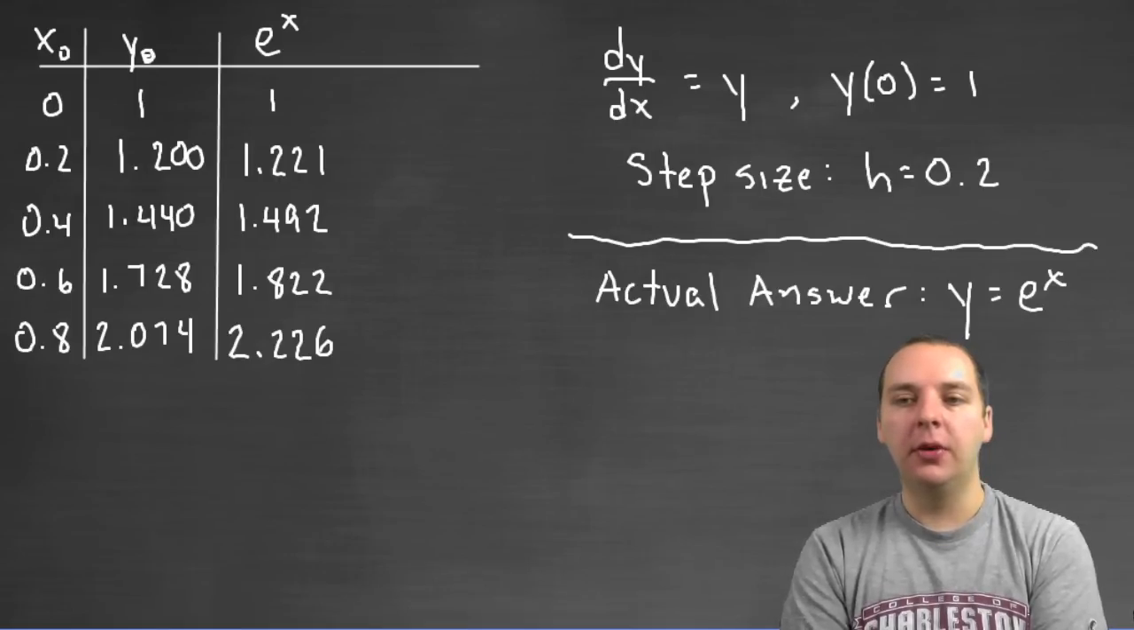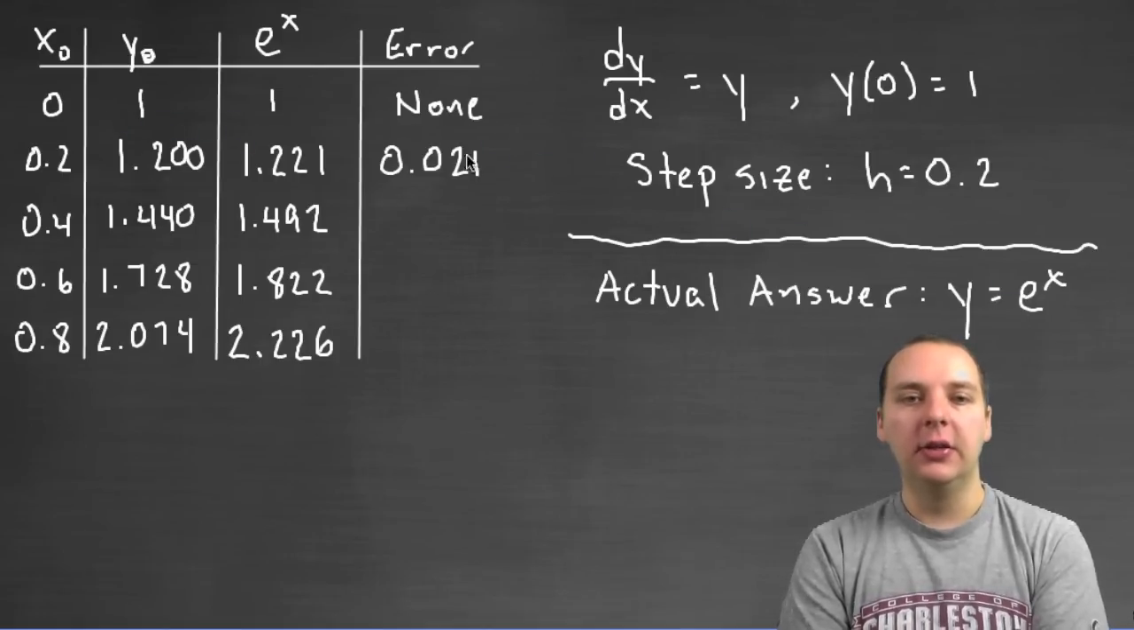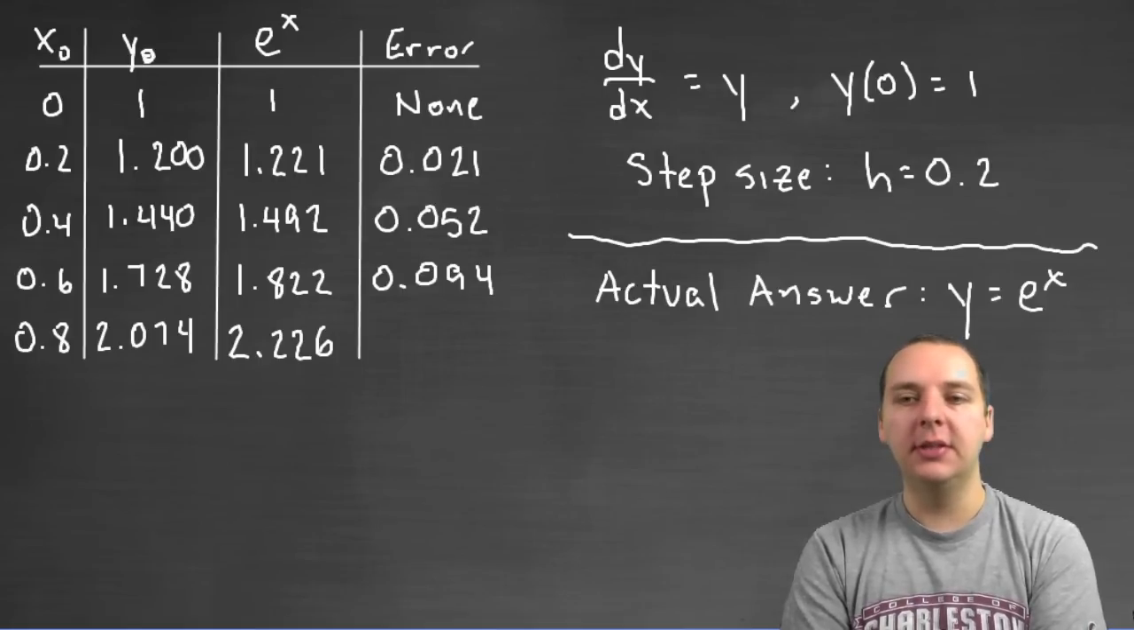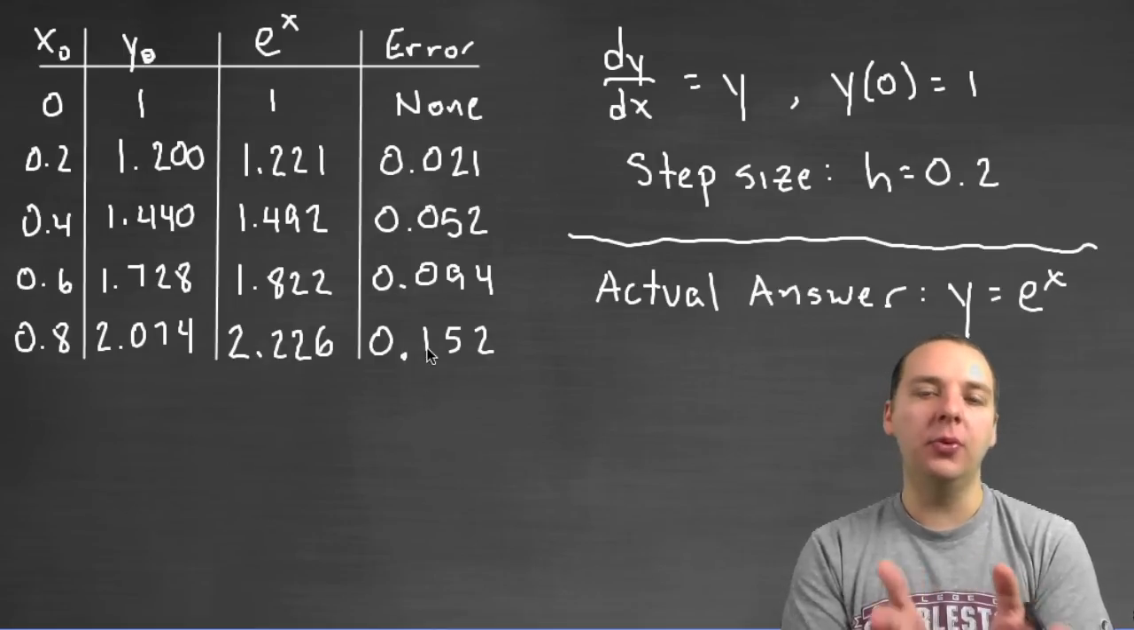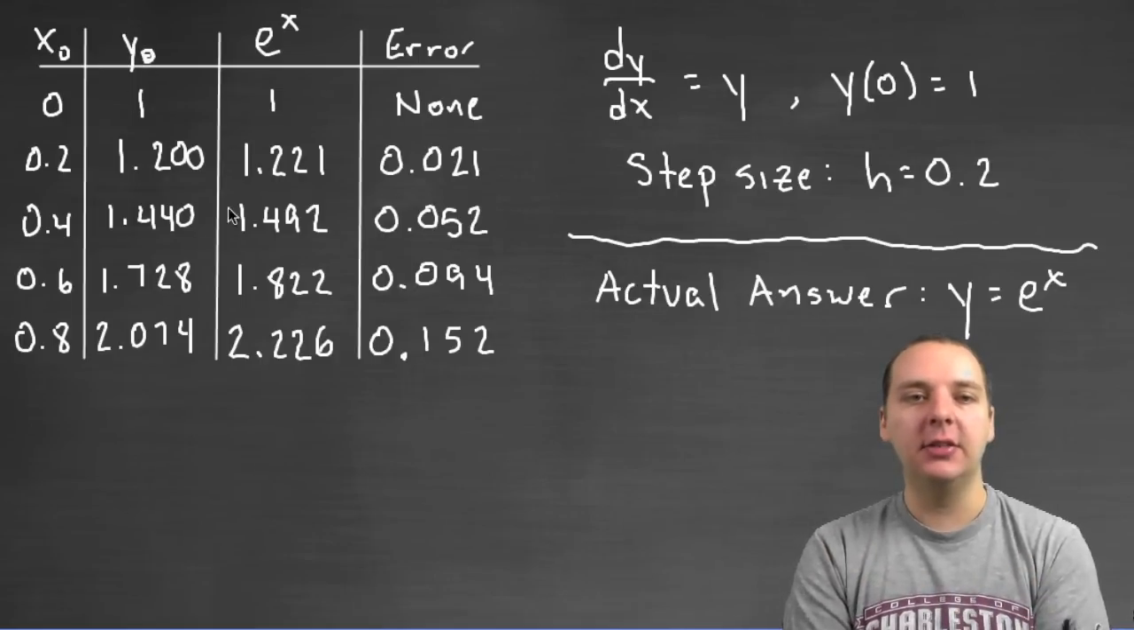So in closing, let's make another column that looks at the error. Here's the error. First of all, there's no error at the initial condition. There's a little bit at 0.2, a little bit more at 0.4, and 0.6 and 0.8. So you see the error does start to grow, but I hope you'll take to heart the fact that Euler's method does a great job. It does a fantastic job in approximating the actual y values that it should have gotten, even though there's a little bit of error involved.